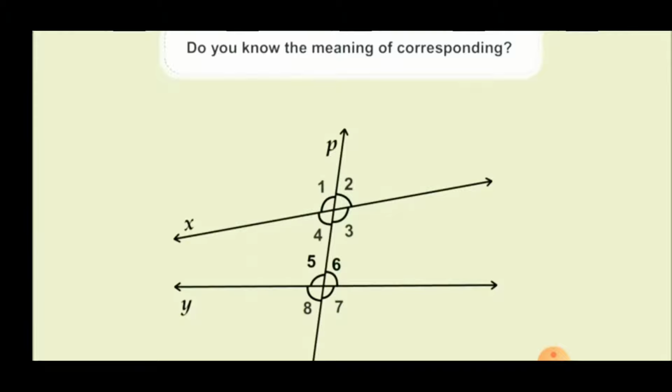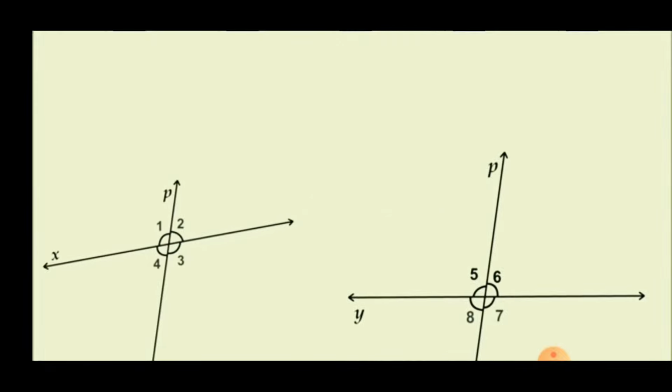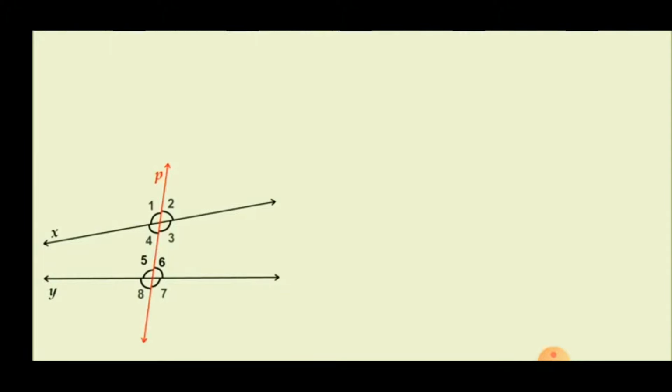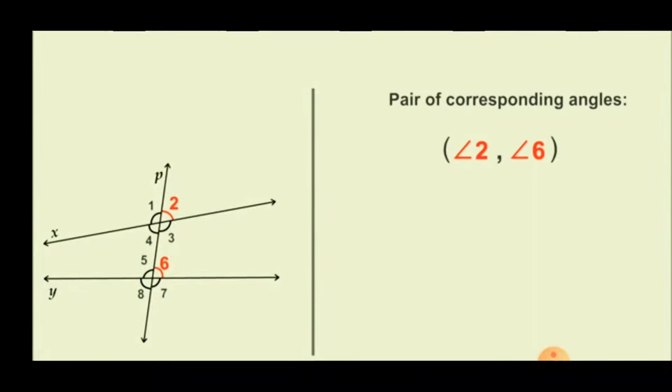Do you know the meaning of corresponding? The word corresponding means similar in position, and if you had noticed the position of angles, then can you tell the names of corresponding angles made by the transversal line P? If you observe, both the angles 2 and 6 lie on the same side and at the same position of the same transversal line. Thus we can say that the pair of angles 2 and 6 is corresponding angles.